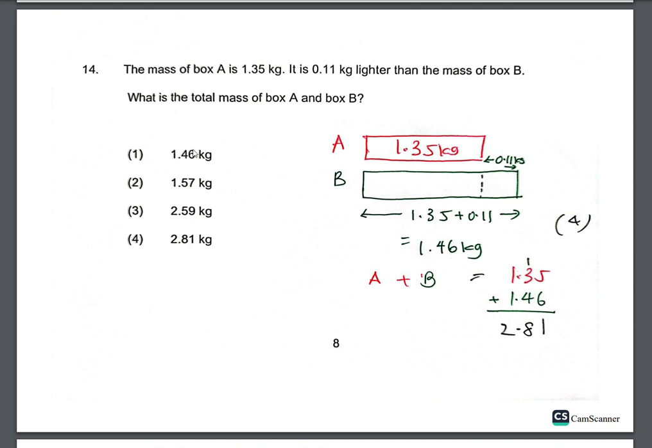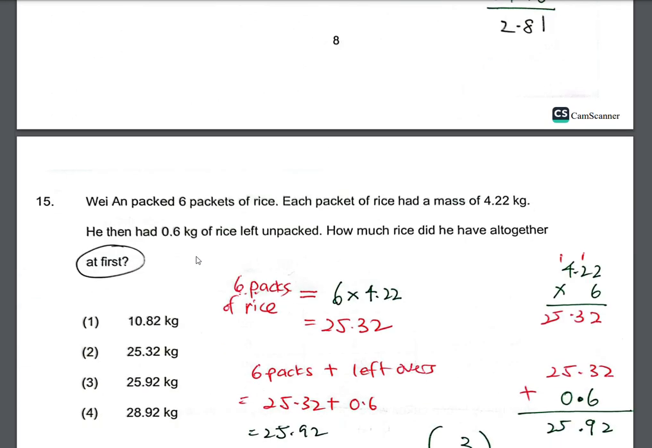So if you choose 1 as your answer, it is wrong because option 1 gives you the mass only of box B. They want the total mass of A and B. So you need to add 1.35, which is the mass of A, plus 1.46, which is the mass of B. 5 plus 6, 11, carry 1. 1 plus 3 plus 4, 8. 1 plus 1, 2. 2.81 kilograms will be the mass of A and B all together.